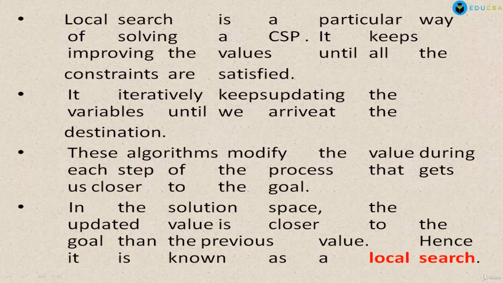In each iteration, we are updating our value, and that updated value will be closer to the goal. And if it is closer to the goal, then we will keep that updated value, and in this way we can finally get the output.